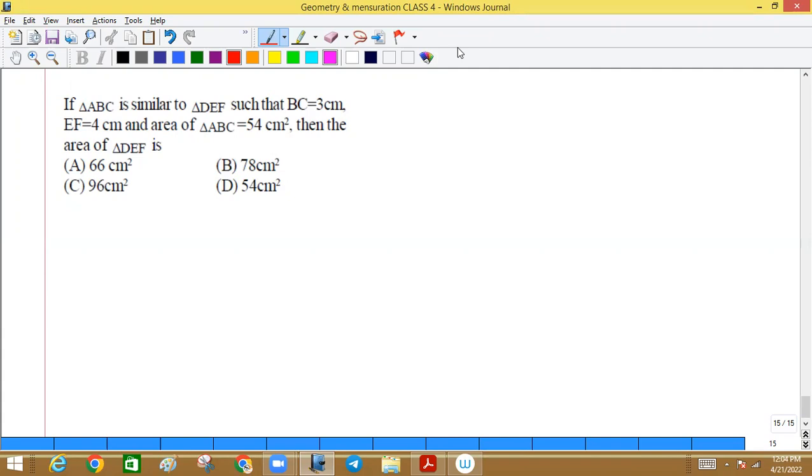Okay. Now, ABC is similar to DEF, and EF is given, and the ABC area is also given, BC is also given. Then the area of DEF is asked, right? Now, tell me what are the sides? ABC is similar to what?